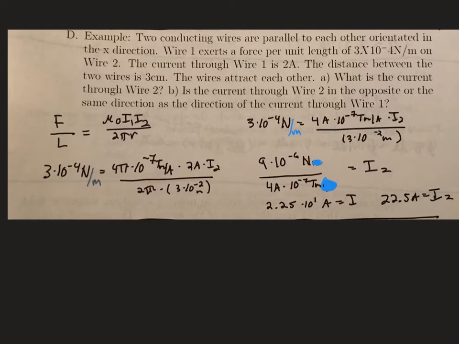So this is example problem D on page 3 of your chapter 28 lecture notes. We have two conducting wires that are parallel to each other, orientated in the x direction. So we have two parallel wires here, and we're saying that wire 1 is going to exert a force, a magnetic force, on wire 2.